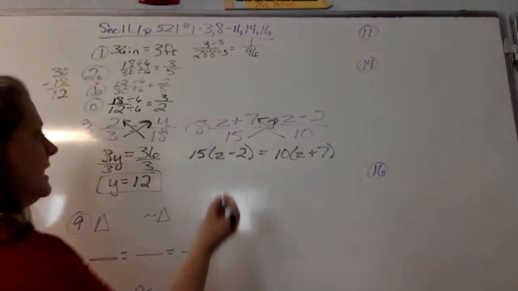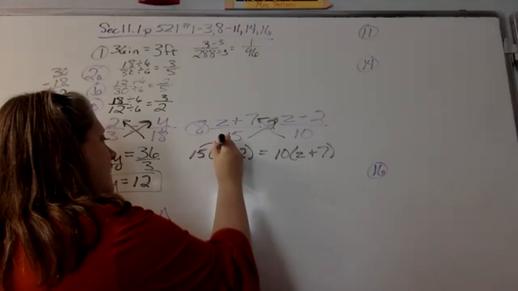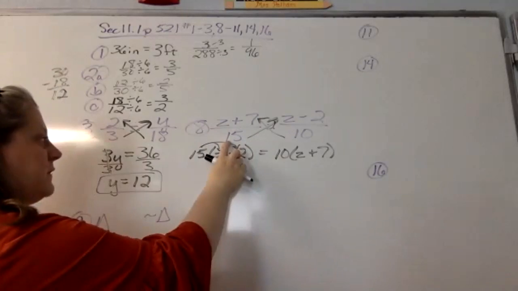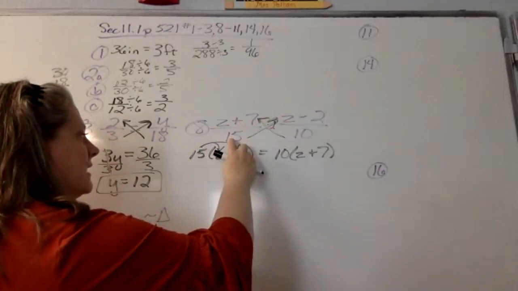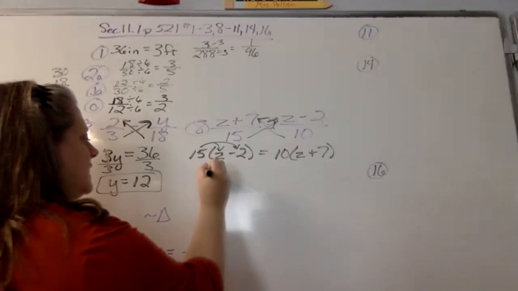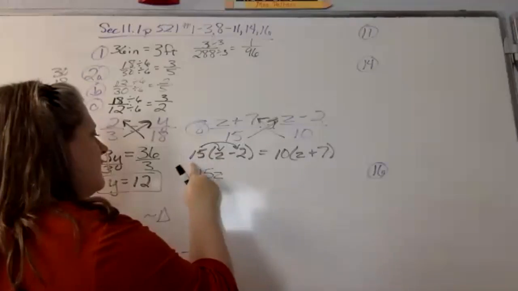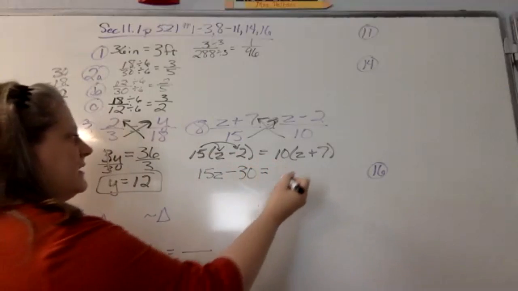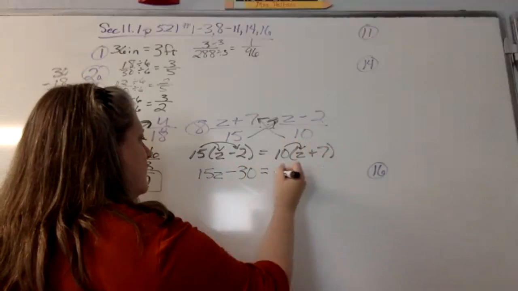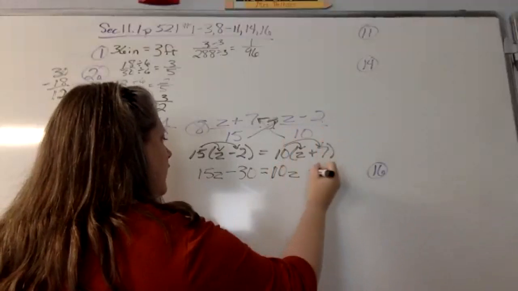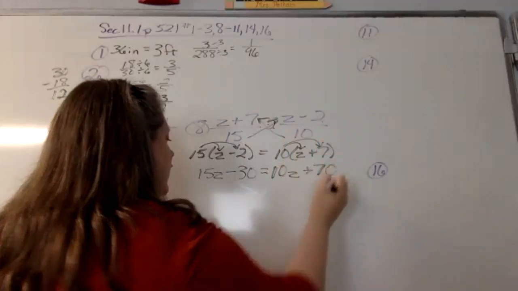Distributive property. Take what's outside, multiply it by both things inside. So I just take the 15 times the z and the 15 times the minus 2. So 15 times z is 15z. 15 times the 2 is 30 equals. Now I'm going to do the same here. 10 times z is 10z. 10 times 7 is 70.